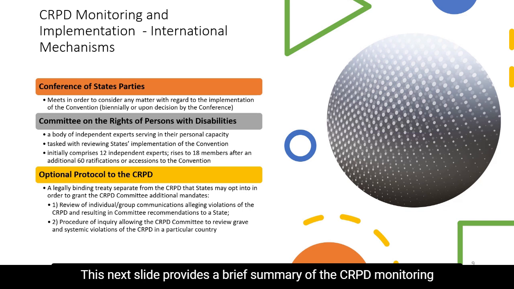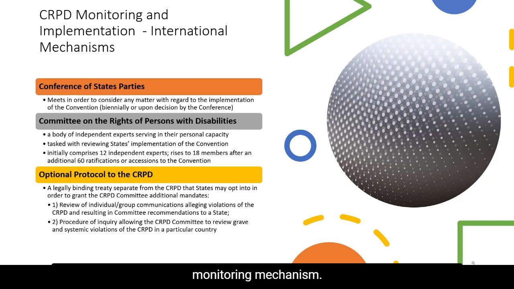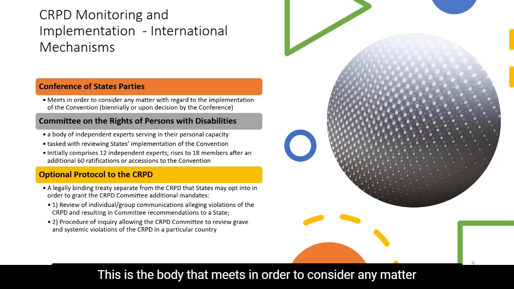This next slide provides a brief summary of the CRPD monitoring and implementation measures at the international level. So these include 3 different elements of the CRPD's international monitoring mechanisms. First on the slide is the Conference of States Parties. This is the body that meets in order to consider any matter with regard to implementation of the convention. Typically, this conference has been meeting annually in New York, and it's an opportunity for both states' parties and civil society actors, as well as national human rights institutions, to come together and to consider matters of implementation.